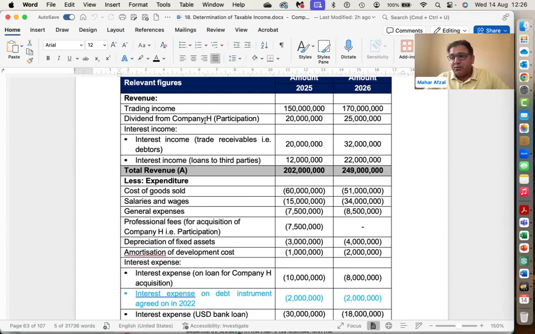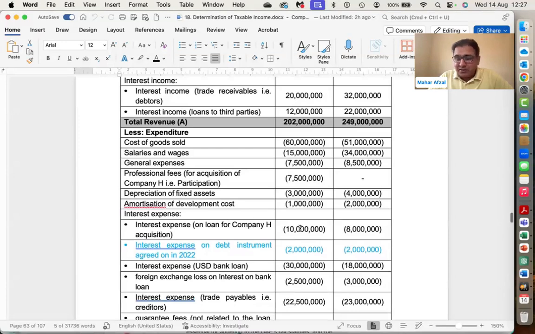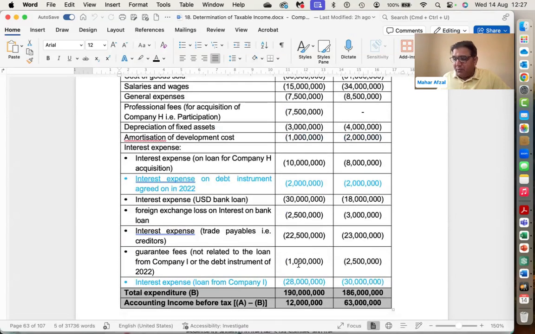Before interest, now I need to do the interest calculation. Interest is straightforward. We need to assess: if this is less than 12 million, we claim 100%. If this is more than 12 million, then net interest and 30% of EBITDA, whichever is higher, we claim. So the number before interest is 27.5 million. Now I need to calculate my interest income and interest expense. This interest expense is 10 million. Because this 2 million is already allowed 100%, I should not include it in the calculations of interest. Then this is 30 million, 2.5 million, then 22.5 million, then 1 million.